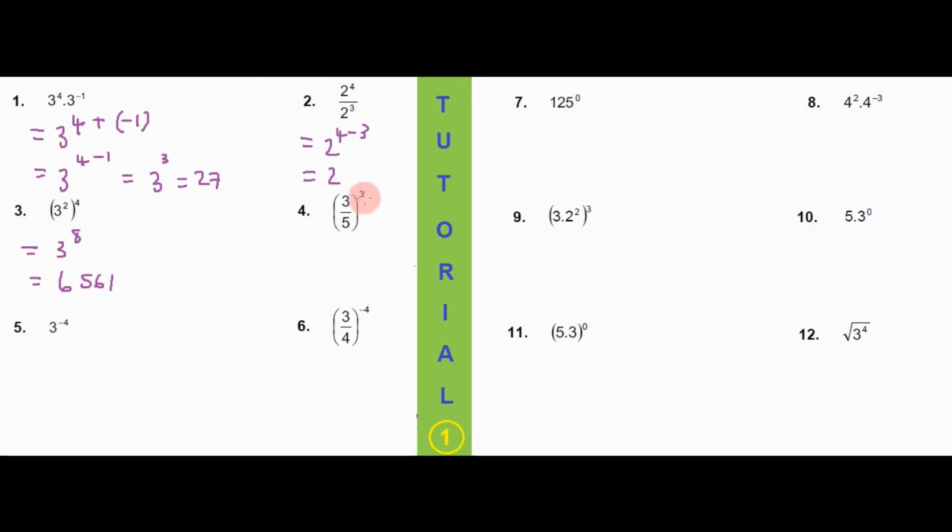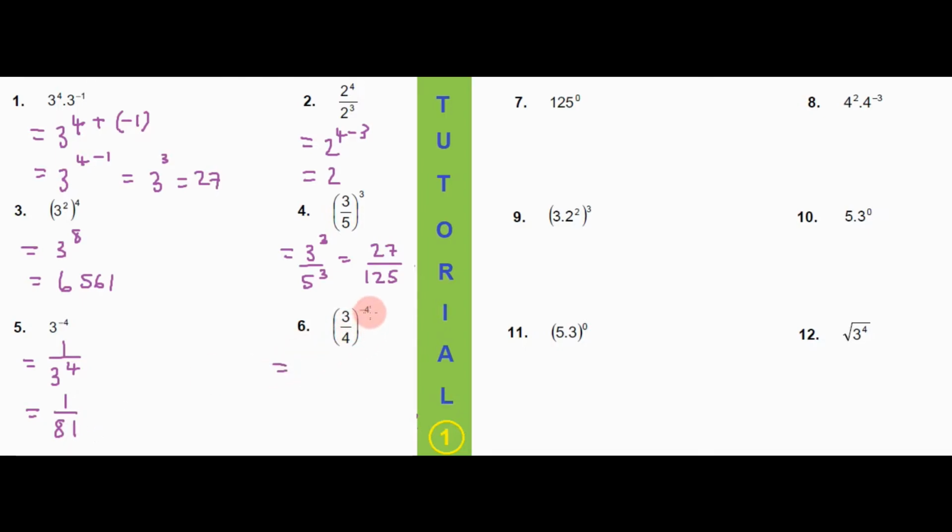In number 4 here, we have a fraction raised to a power. We can apply the power to both the numerator as well as the denominator. So it's 3 cubed, which is 27, over 5 cubed, which is 125. We have a negative power here, so we can invert the 3 and write it as 1 over 3 to the positive 4. So the power becomes positive, and this is 1 over 81.